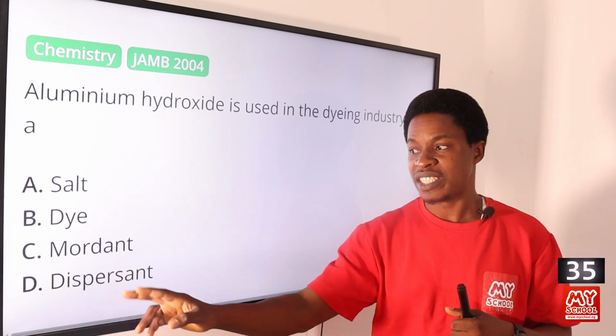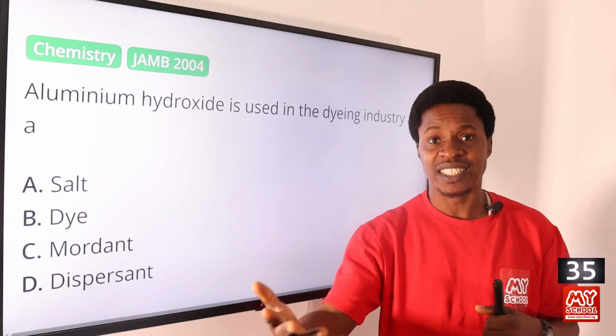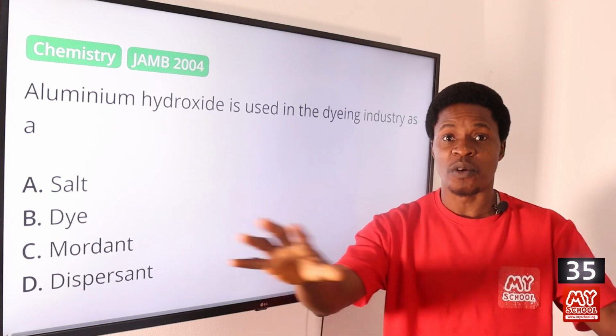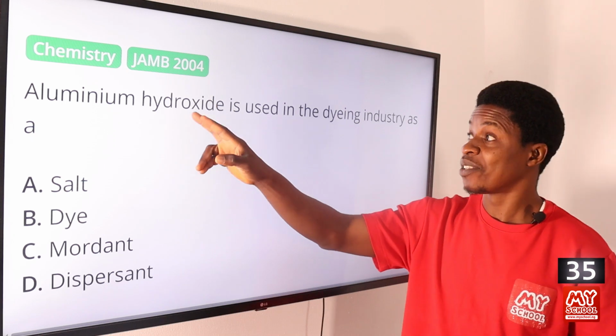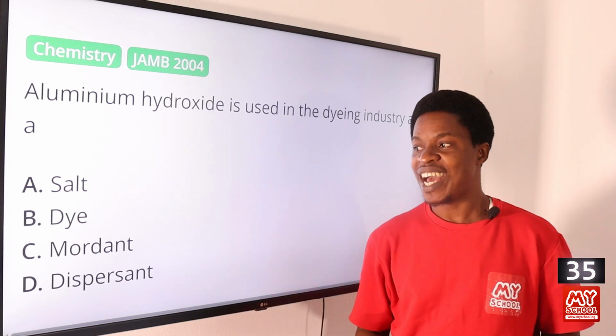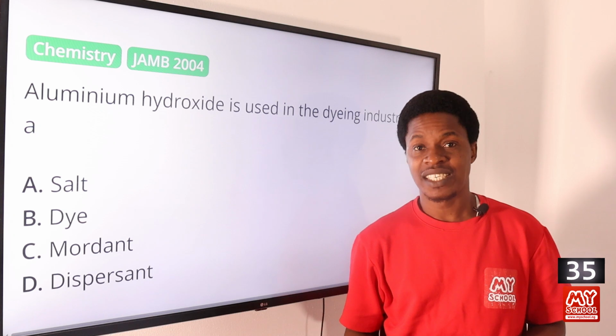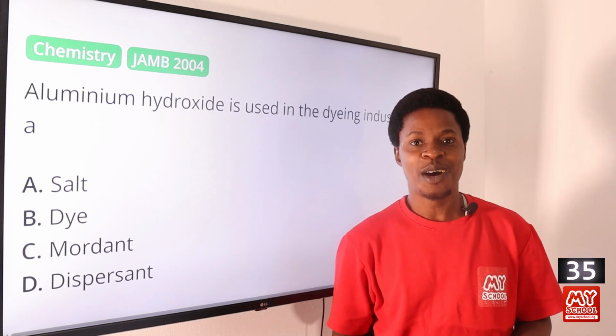And then we have dispersant. Dispersant is when you disperse it, how it spreads around, how it's absorbed on the surface of the fabric. That's not the function of the aluminum oxide. So the aluminum oxide is used in the dyeing industry as a mordant. So based on that, the correct answer is option C.